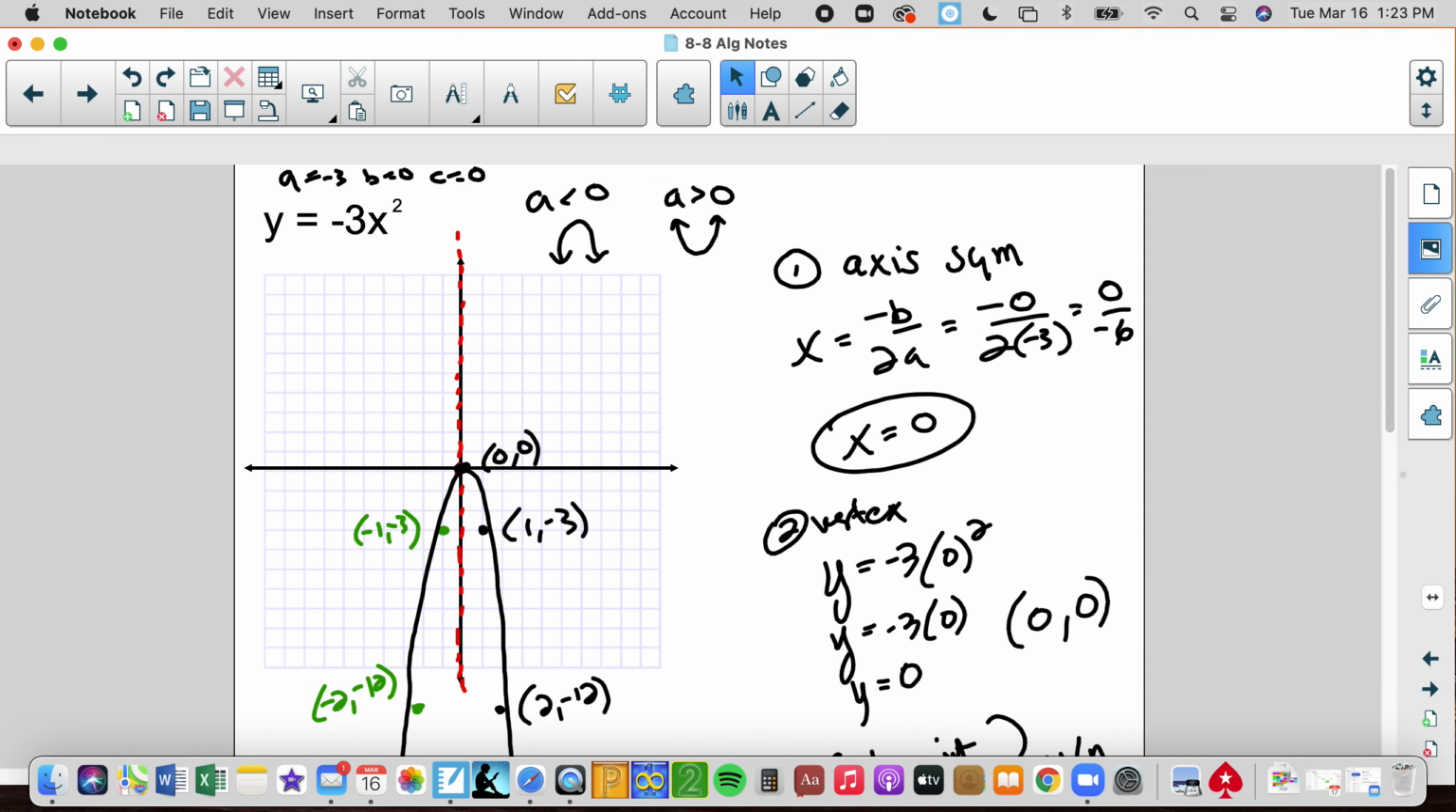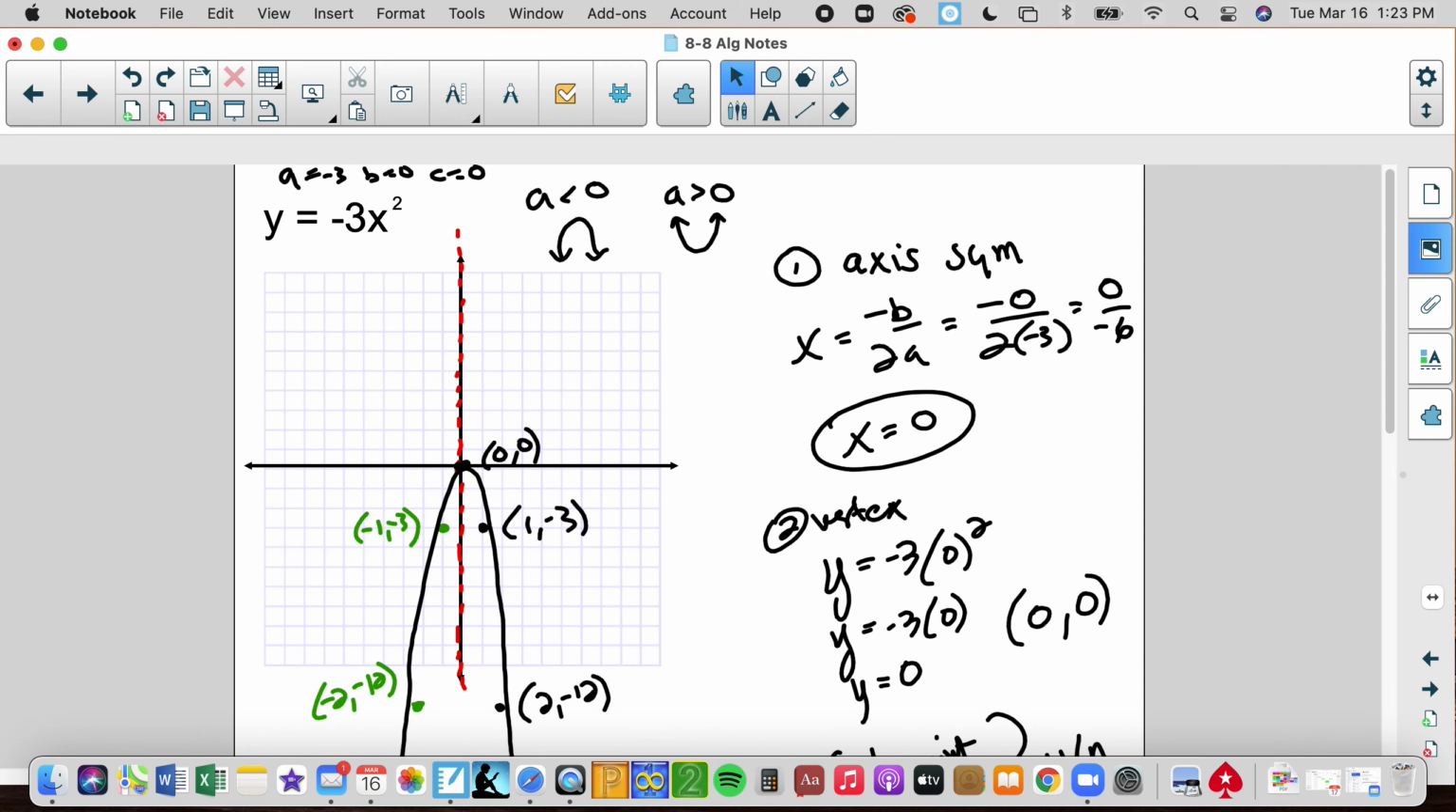And we knew it was going to be upside down because my a value was negative. So hopefully that helps. That is a quick summary of graphing parabolas. You do those same points and it'll work every single time.